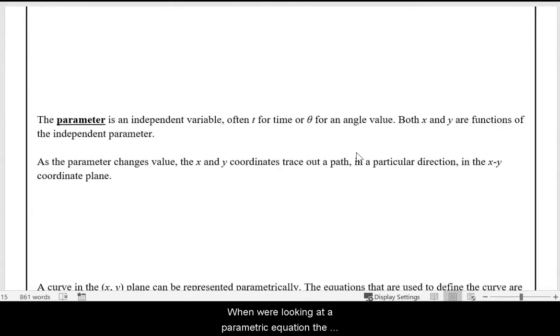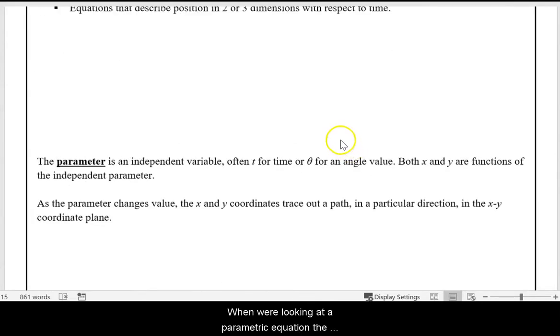When we're looking at a parametric equation, the parameter is an independent variable. Often we use t for time, but we can also use theta for an angle value. These are not the only possible parameters, however. There are lots of different things that you can use to represent the parameter. For us, the most common will be t for time and theta for the angle.